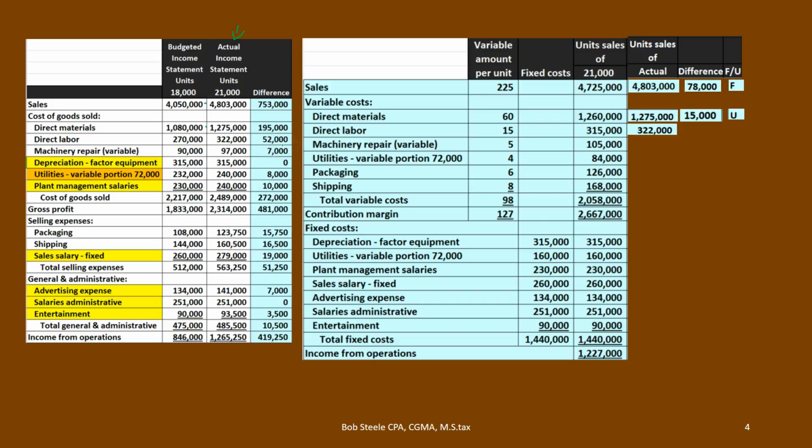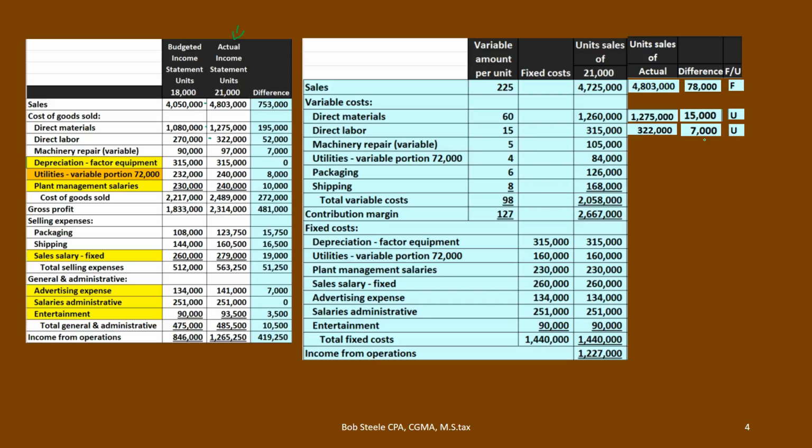So we have the direct labor here. We're going to pull that number over. Same thing. It's still unfavorable, but it's a lot more accurate than the 52,000 here. We're unfavorable by 7. So again, we can go to the department and say, hey, you're still unfavorable. We did a flexible budget, and based on the 21,000, we still have this unfavorable difference here. We still have a problem. We need to do better.